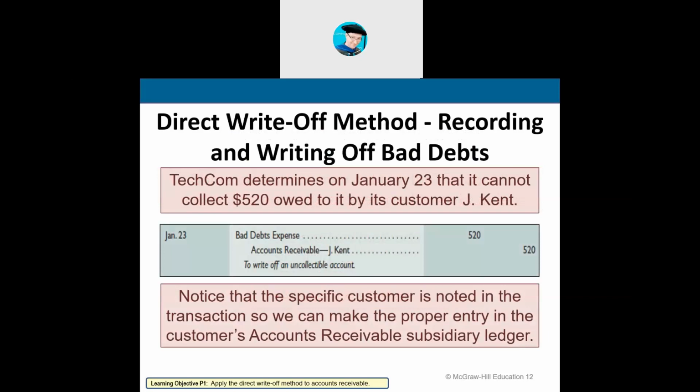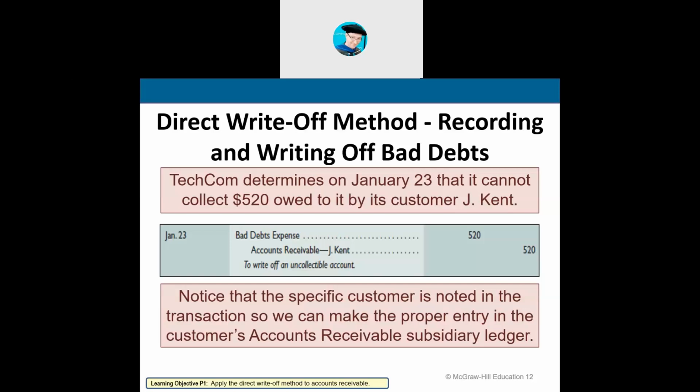Let's take a look at this. Here's our first example. Our company determined on January 23rd that we have a customer, Jay Kent, who isn't going to pay us. We cannot collect $520 from our customer, Jay Kent. He disappeared, fell off the face of the planet. Don't know what happened to him. He went out of business. I don't know. All of a sudden I know that I can't collect his accounts receivable. I'm on the hook right now because I can't collect it. I need that cash and I can't get it. I'm going to write that off because I don't want to get hit in the taxes from it.